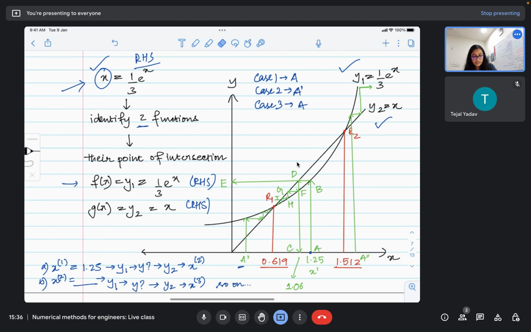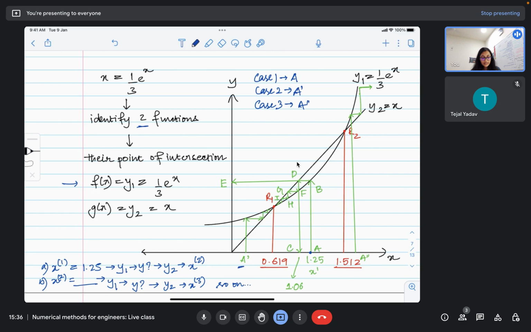A double dash. Okay. And I will just erase what is not required. This and this is fine. Okay. So let's start with case 1.